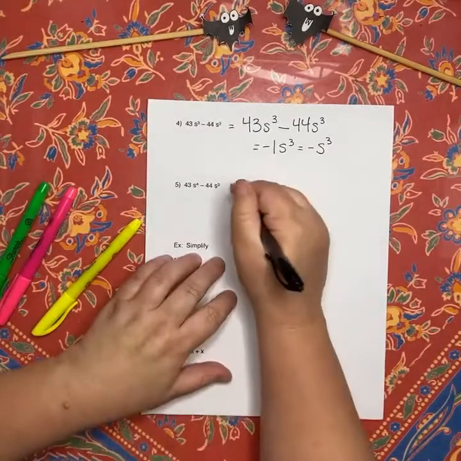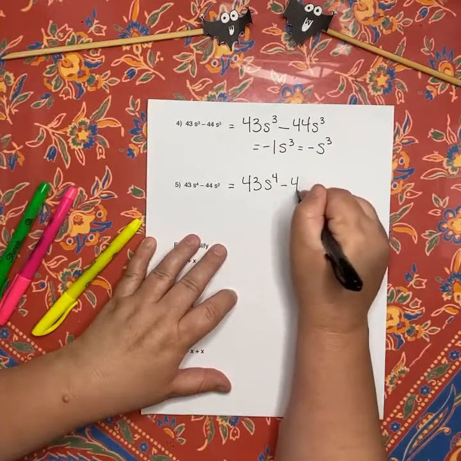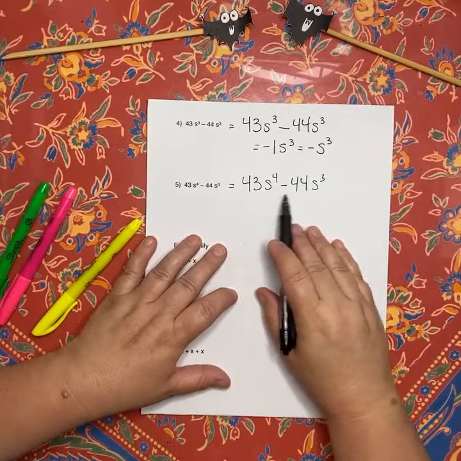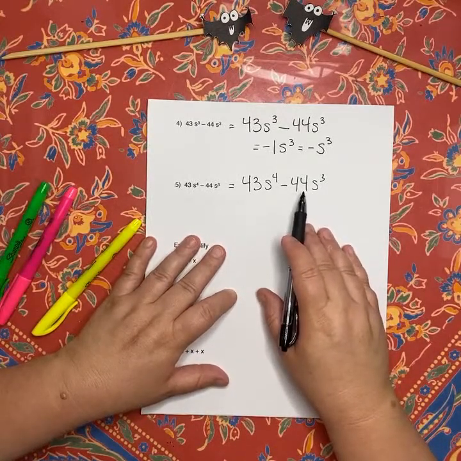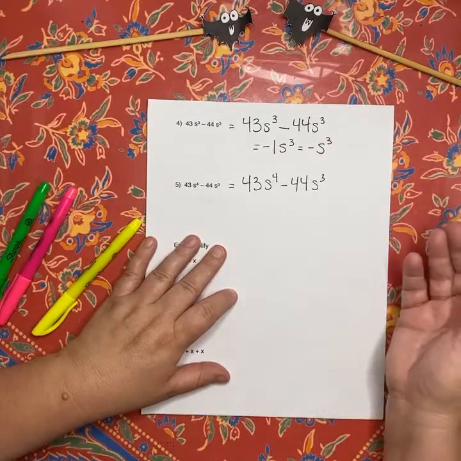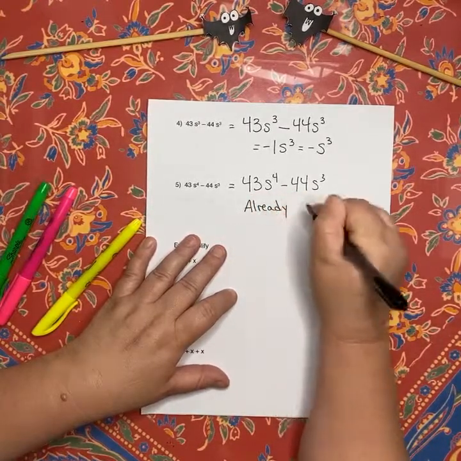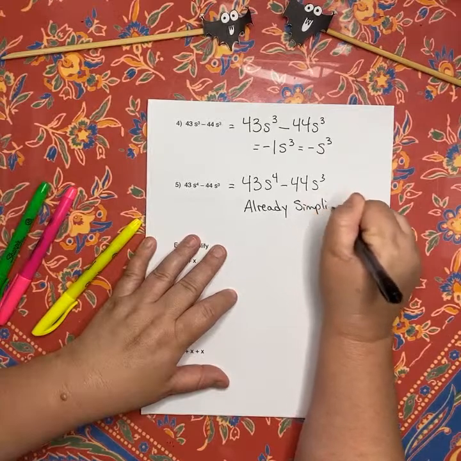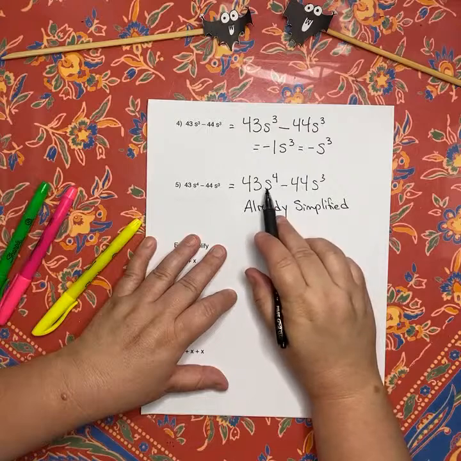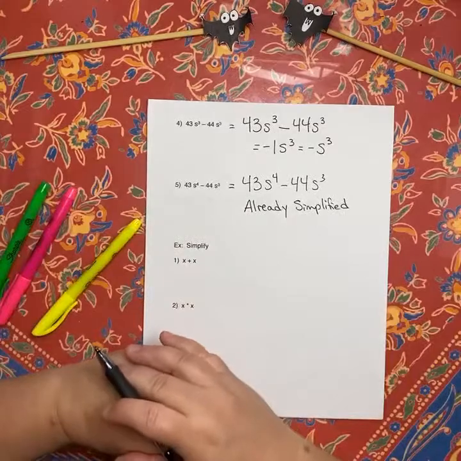Okay, now what about number 5? 43s to the 4th minus 44s cubed. I have 43 flamingos, and my friends want to adopt 44 cats. What do I do? And the answer is, you have to call up your friends and say, you have flamingos, you don't have cats. You say, this is already simplified. I can't do anything because these aren't like terms. These are not the same. This is describing s to the 4th. This is describing s cubed. They're not the same. Okay.